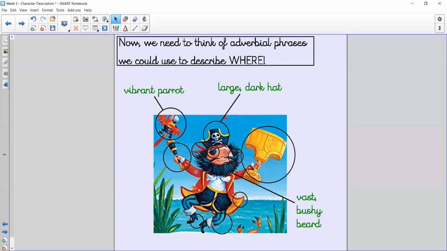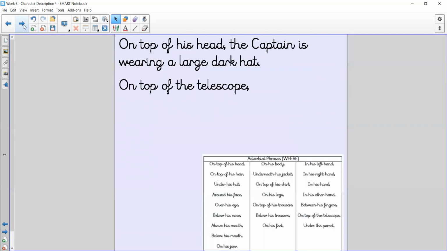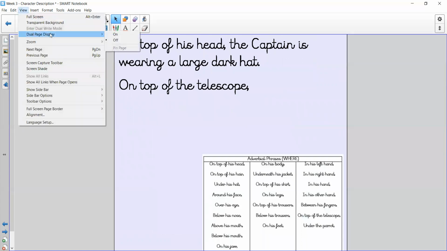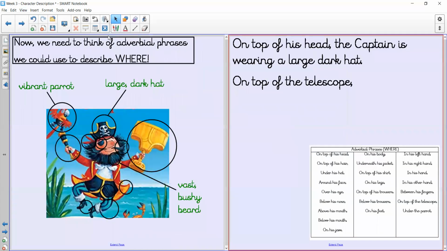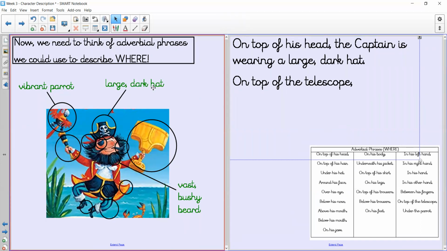Now your job for today is to use this information that you gathered yesterday, but we're going to add some adverbial phrases. Now I've had a go at doing one together. I'm just going to put it on so you can see both of those pages. So the one that we've got here, let's move it up. On top of his head, the captain is wearing a large dark hat. So I've taken here large dark hat and I've added an adverbial phrase at the start. On top of his head, the captain is wearing a large dark hat.